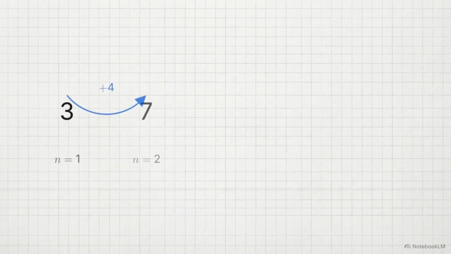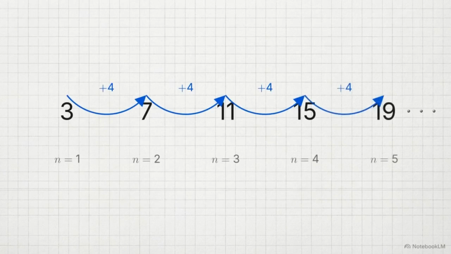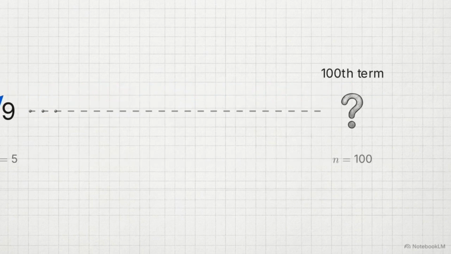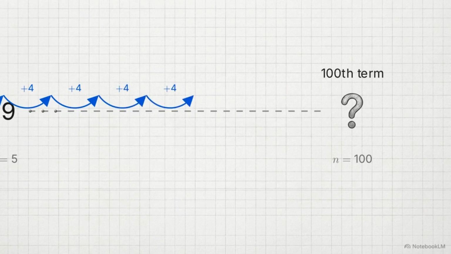Look at this number pattern: 3, 7, 11, 15, and it keeps going. You can probably guess the next is 19. But what if I ask for the 100th term? Counting by hand takes too long, and it's easy to make a mistake.